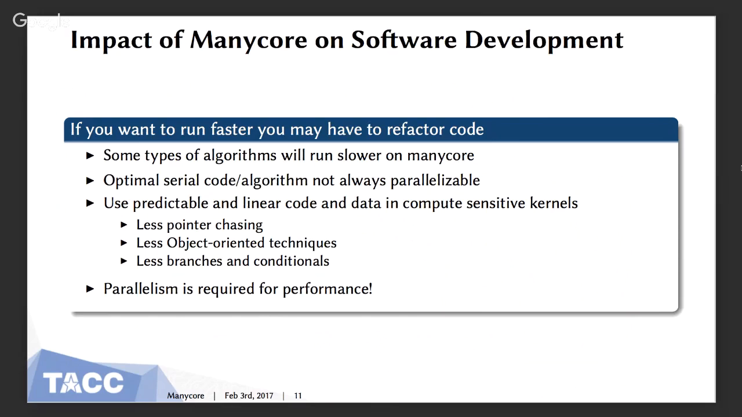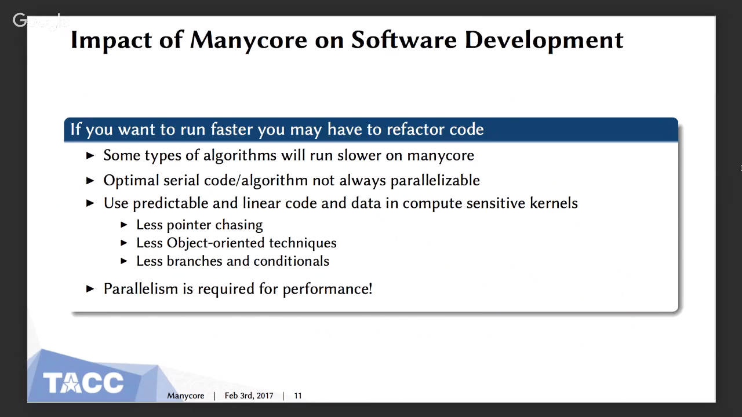What really helps is to use very predictable and linear code and data in the parts of your code that take the most time, the compute-sensitive kernels. So you need to do less pointer chasing, like less function dereferencing and things like that.